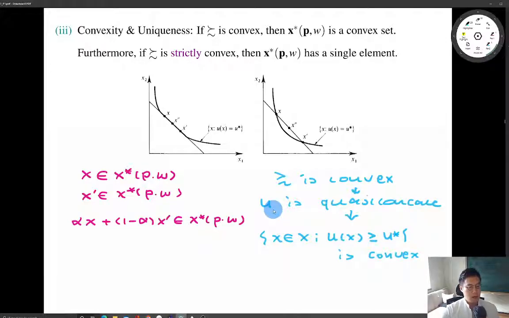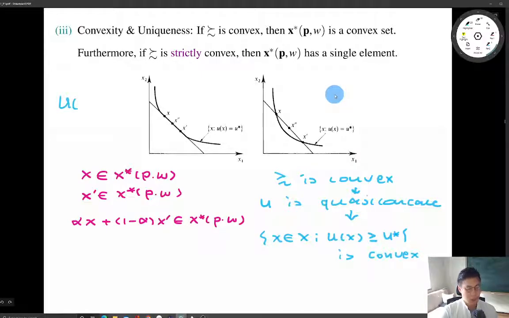Okay. All right. So this is what we want to show: that X star is a convex set. And we assume X is an optimal bundle. Then the highest level of utility obtainable by choosing this optimal bundle is given by U star. In other words, the level of this indifference curve is given by U star.